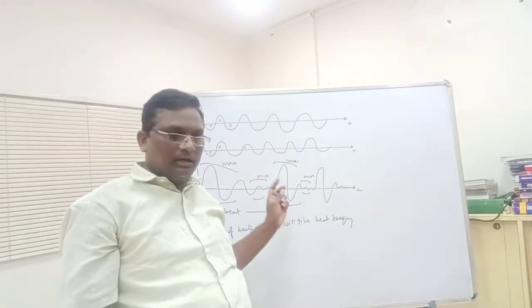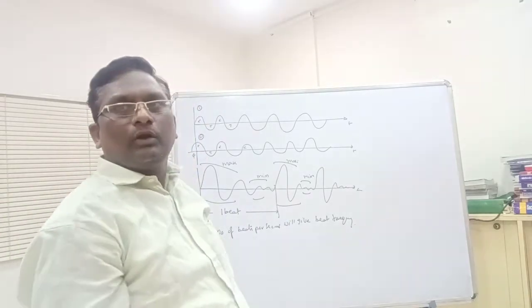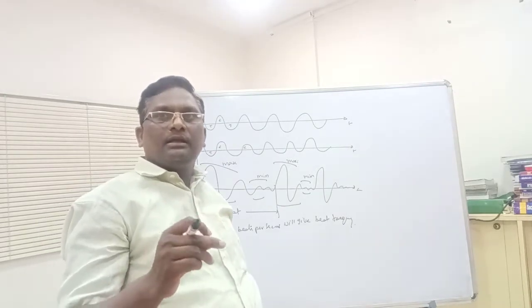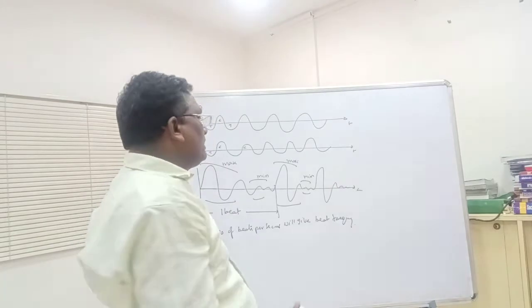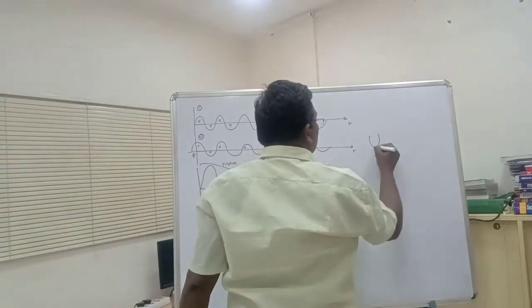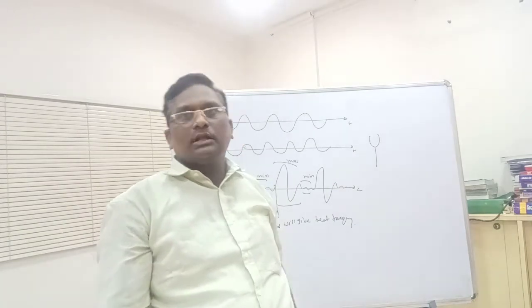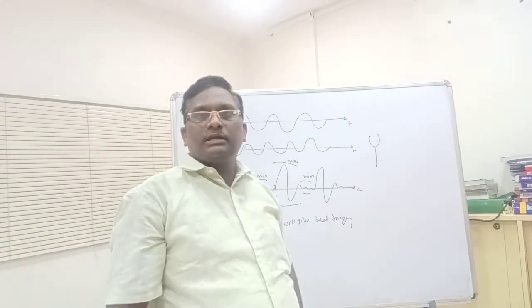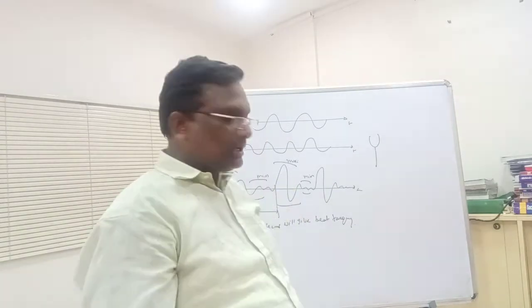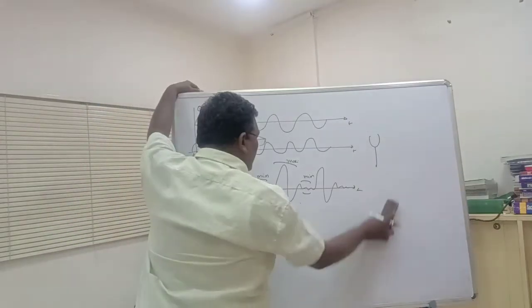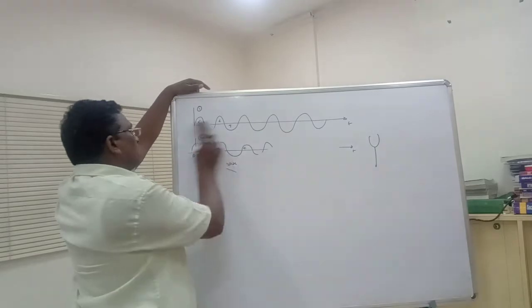What is the use of these beats? I told you that it is used to find the frequency of a given tuning fork. Suppose they will give you one tuning fork. So this is the tuning fork. I don't know the frequency of this tuning fork. That we can find out by using this beats method. So how we can find the frequency of the unknown tuning fork, that we will explain here.